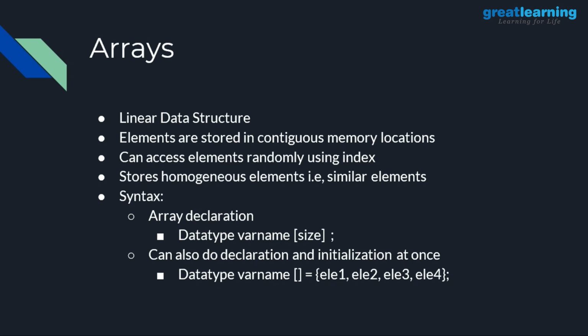Can we access elements randomly in an array? Yes, you can access elements randomly using their index. As we all know, the name of the array depicts its base address. There is a name associated with each array, so it represents its base address. So yes, we can access elements randomly using the index.